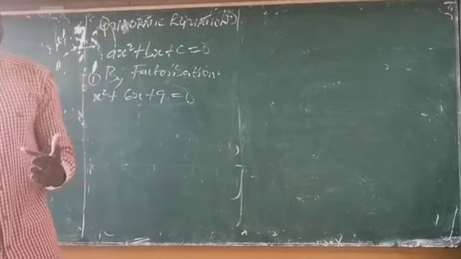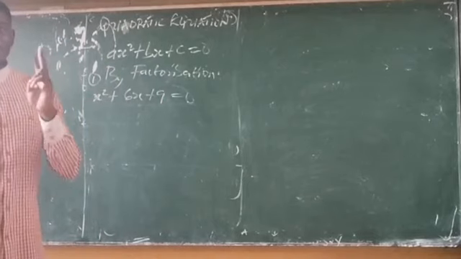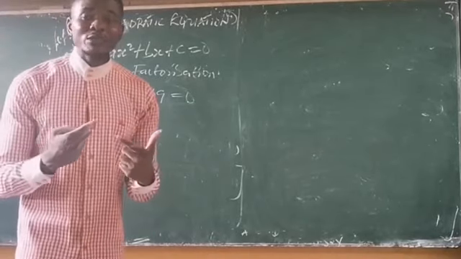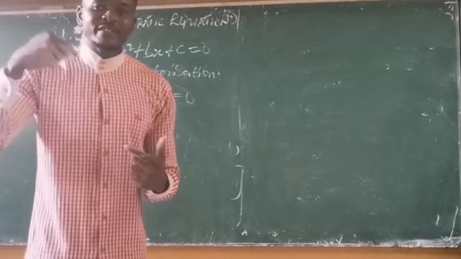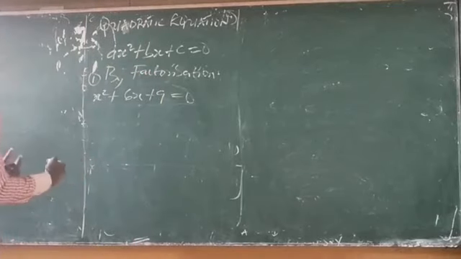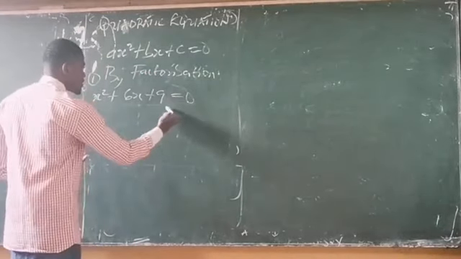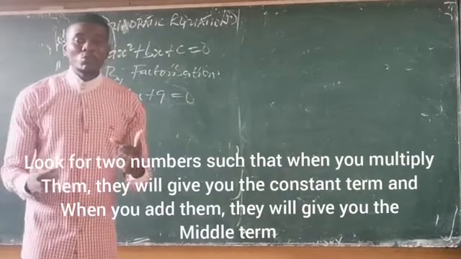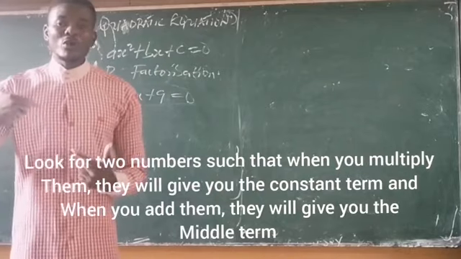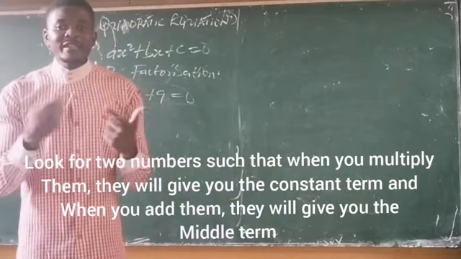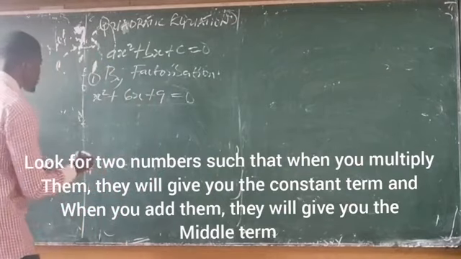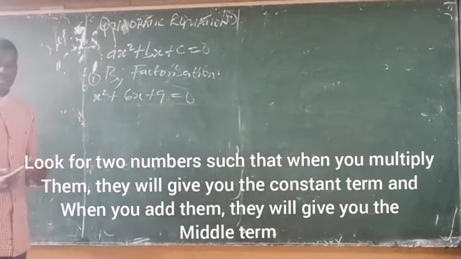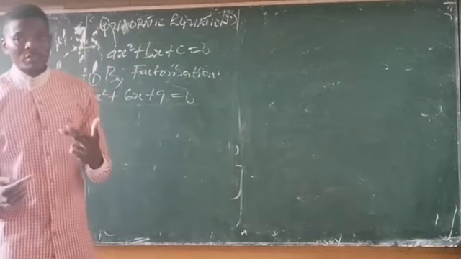Now, to carry out quadratic equation by factorization, you consider 2 things. First, look for 2 numbers such that when you multiply the 2 numbers, it will give you the constant term. In this case, the constant term is what? 9, because there is no variable attached to it, so this is the constant term. And when you add these same 2 numbers, you will have the middle term of the quadratic equation, the middle number, which is the coefficient of what? X. That is how to carry out factorization method of quadratic equation.